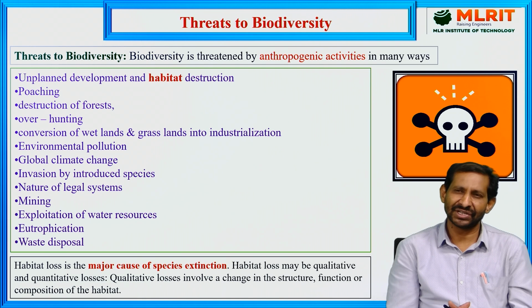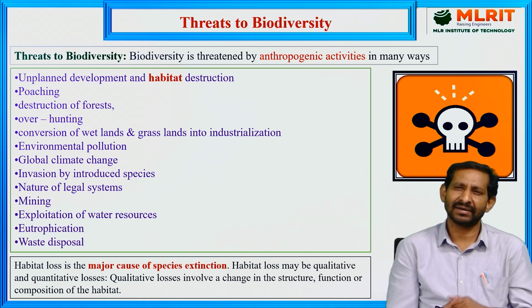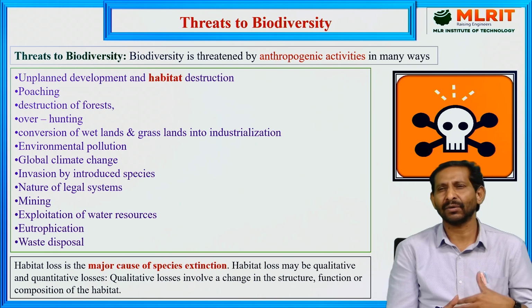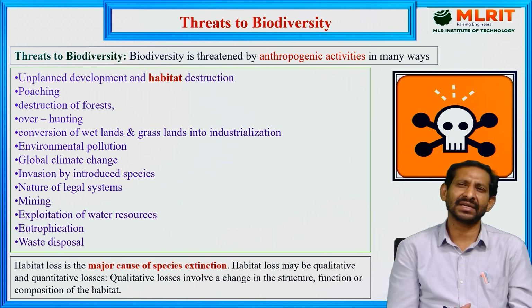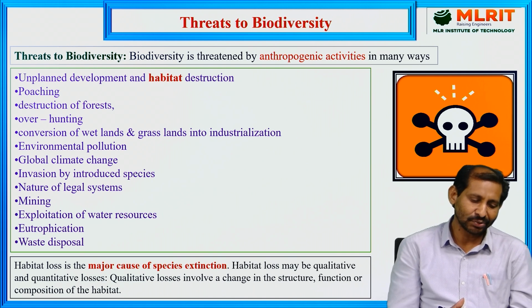Global climate change. Climate change means changes in ocean currents, salinity, temperature, global warming, and ozone layer destruction. These are also major reasons for the threats to biodiversity. And invasion by introduced species.